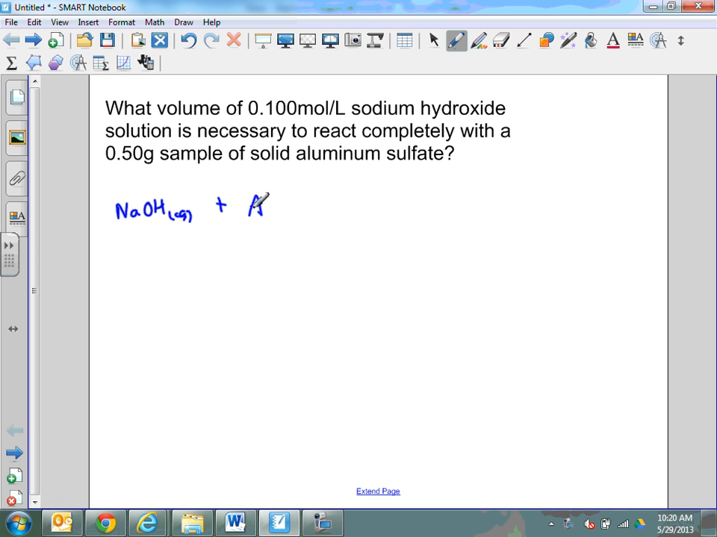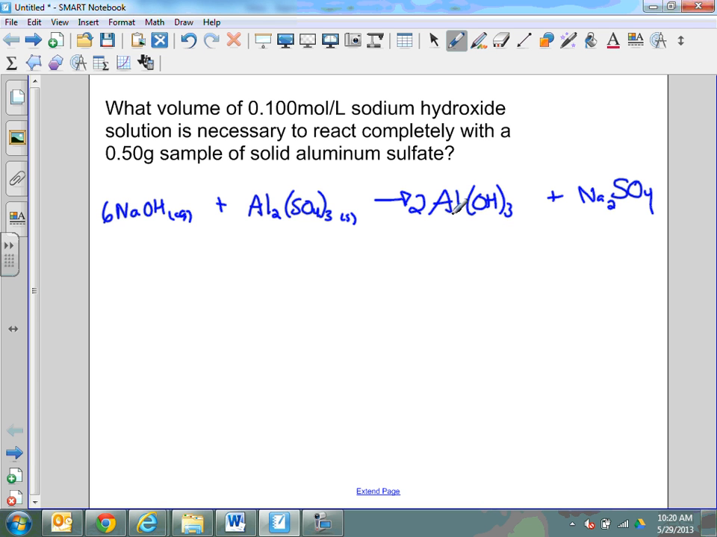So aluminum sulfate would be Al2(SO4)3. This is a double replacement reaction, so I'm going to get aluminum hydroxide and sodium sulfate. If we balance this, I need a 6 here, because if I put a 2 here, I'm going to get 6 hydroxides.